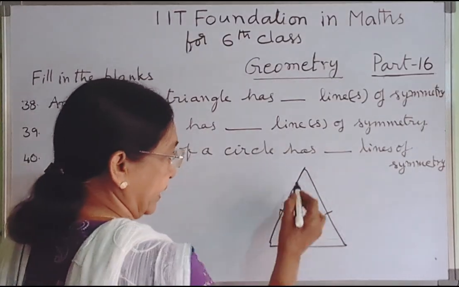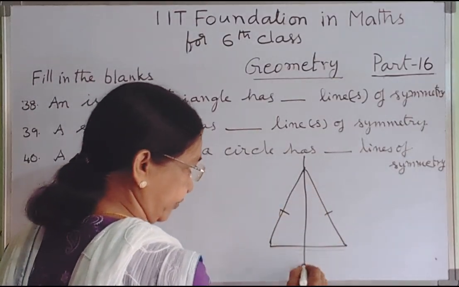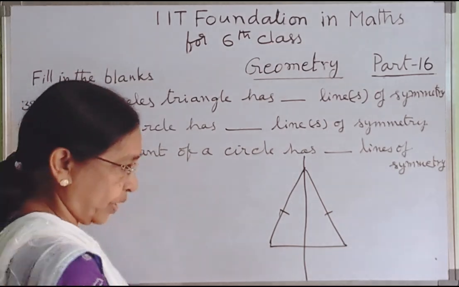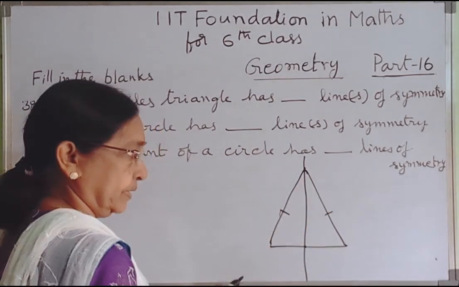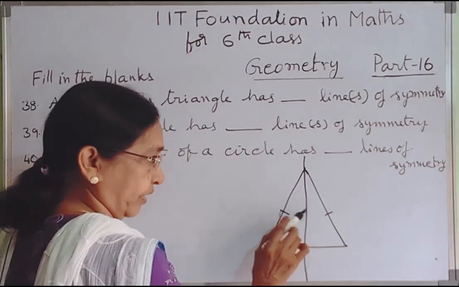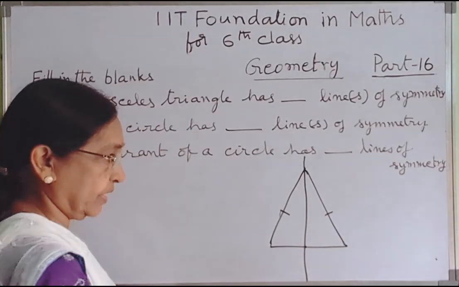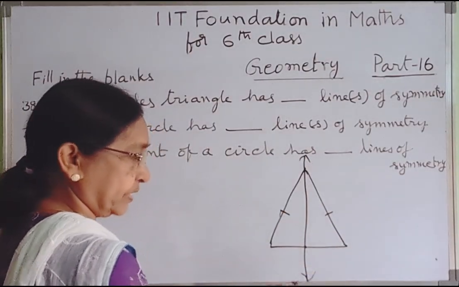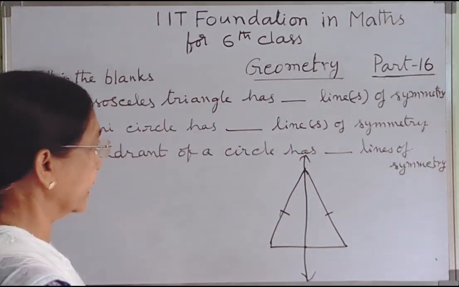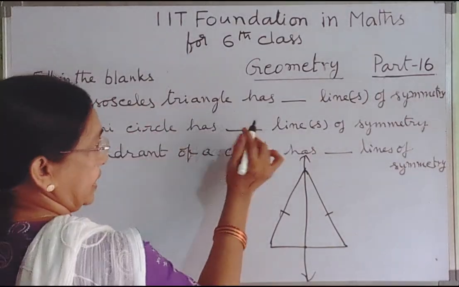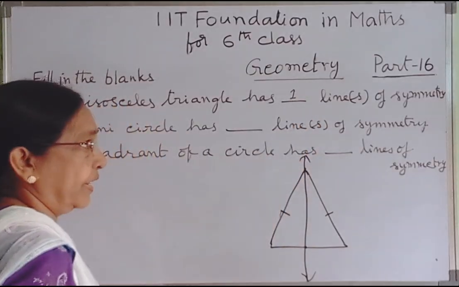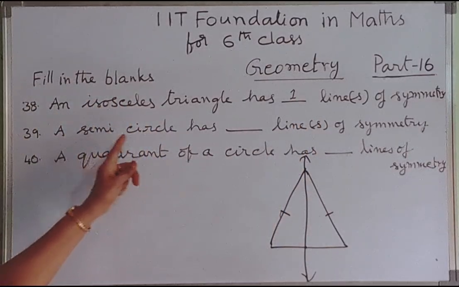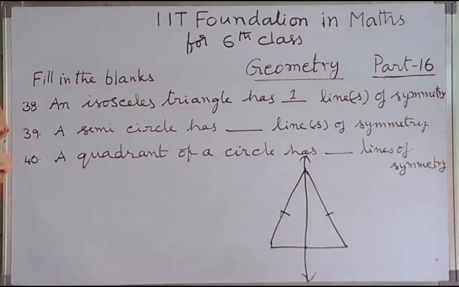For this triangle, there is only one line of symmetry, which is passing through the middle point of the third side and the vertex, or the point of contact of the two sides which are equal. This is the only line of symmetry for an isosceles triangle. Therefore, an isosceles triangle has one line of symmetry.